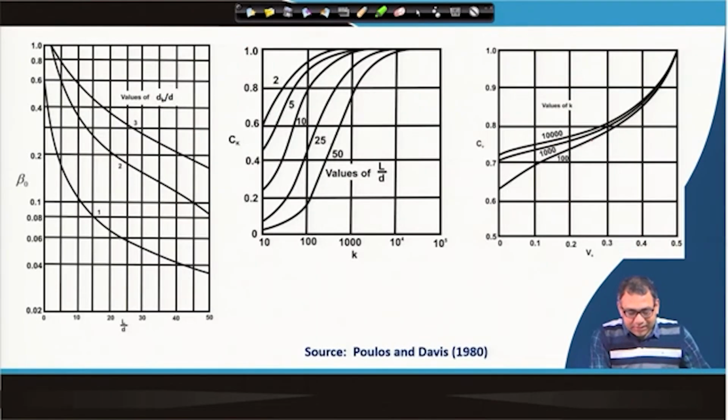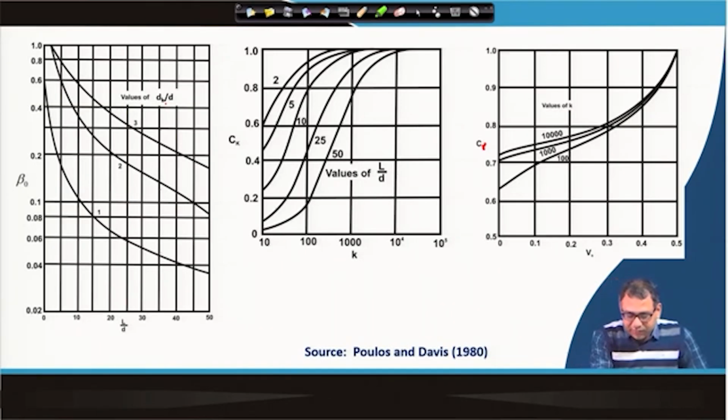So, how will I get this beta 0, C k and C nu? This beta 0 I will get from this chart. This is for different L by D, length by diameter. This is the beta 0 value, and dB is the diameter of the base. If the diameter is uniform, then dB by D will be 1. But if the base has an enlarged diameter compared to the shaft, then we have to calculate dB by D accordingly. Otherwise, if the shaft diameter and the base diameter are the same, then dB by D will be 1.